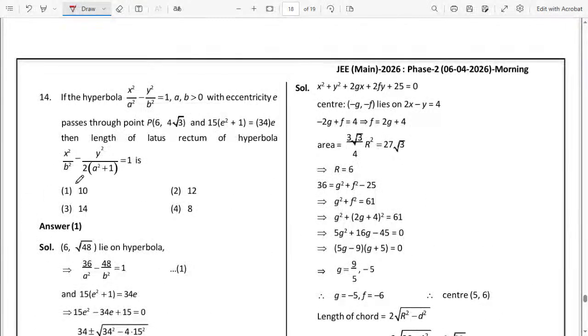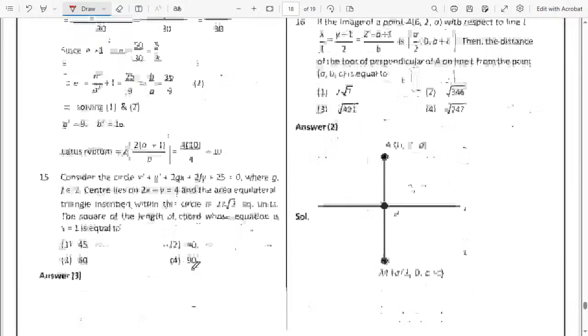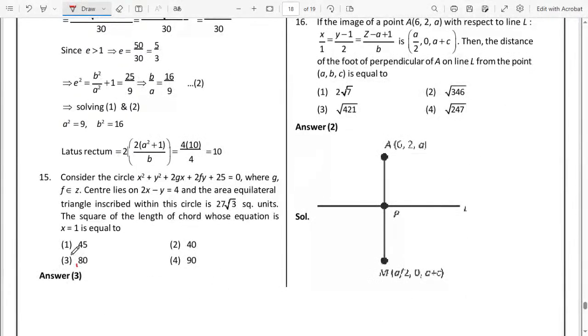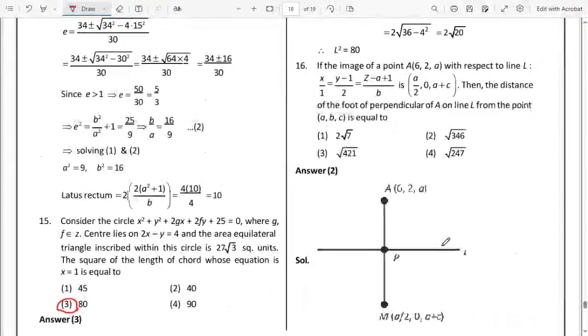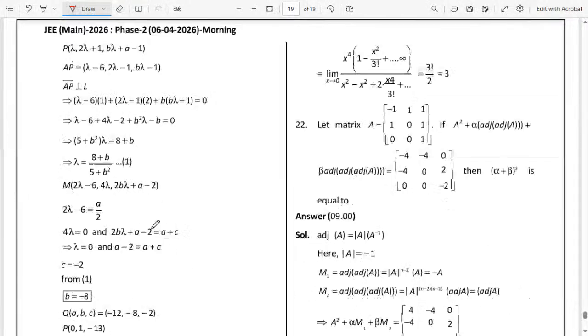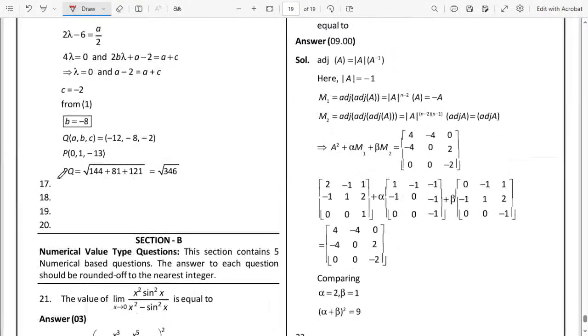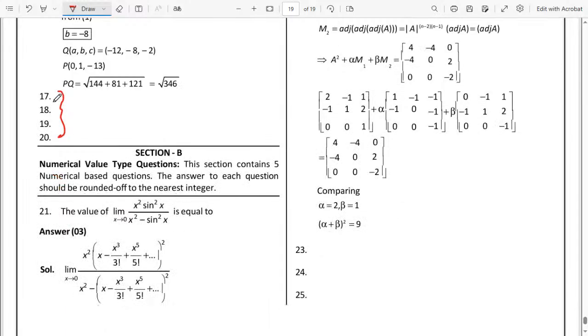Question number 14, option 1 is correct option, students. Question number 15, option 3 is correct option, students. Question number 16, option 2 is correct option, students. Yes, students, this is a memory based question paper, so some of the questions were not obtained, so that is why question numbers 17 to 20 are kept blank.